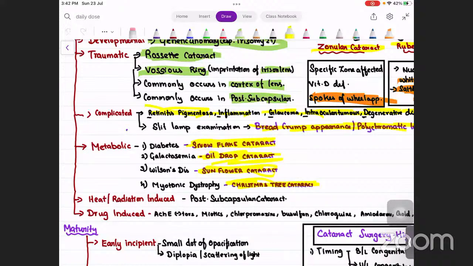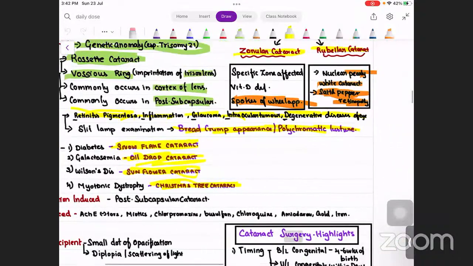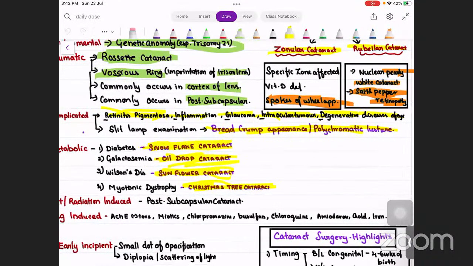And heat or radiation is associated with posterior subcapsular cataract, and then there is drug-induced cataract. What are the drugs that can induce a cataract? ACHE inhibitors, that is acetylcholinesterase inhibitors, miotics, chlorpromazine, busulfan, chloroquine, amiodarone, and gold and iron metals. So these are the important ones. Amiodarone, gold and iron are drug-induced cataract. Apart from that, radiation causes posterior subcapsular cataract.